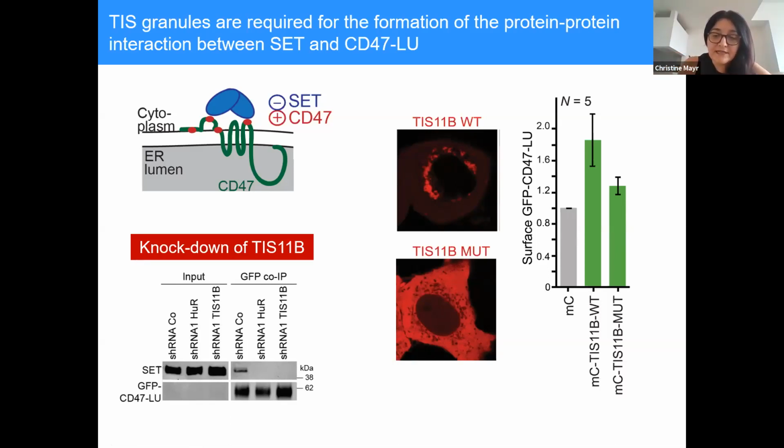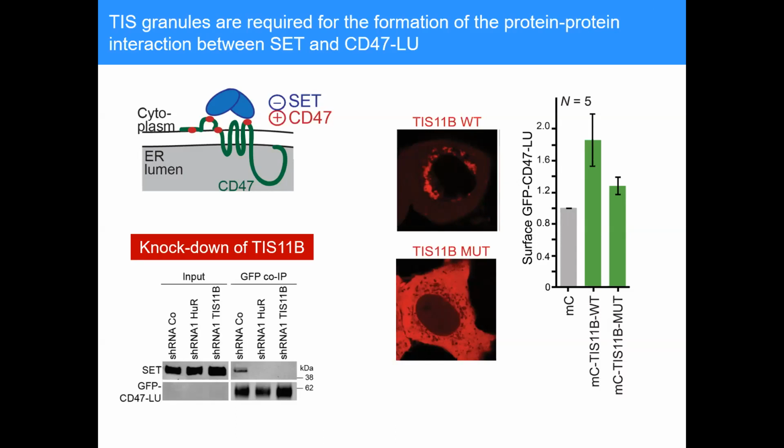And as a readout, we use surface expression of CD47, because when SET binds, CD47 traffics much better to the plasma membrane. And you can see we get a nice increase in surface expression in the case of the wild type TIS11B, so that means in the presence of granules. However, when we use the mutant TIS11B that binds perfectly well to the RNA, then we have very little increase. So that really suggests that it's the TIS granule that is required for the protein-protein interaction between SET and CD47.